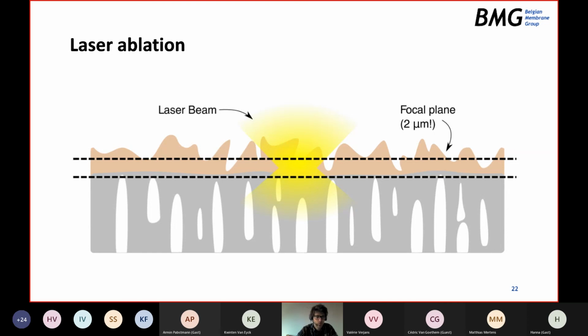But of course, 2 micrometers, it's a very small plane for a membrane. So the membranes, especially at larger scale, are more variable in thickness. So the RO samples that we've been working on so far are usually around 150 micrometers thick, but they're of course not perfectly flat. The laser ablation technique is mainly used in the semiconductor industry, where they work with extremely flat wafers. So for them, our samples are quite challenging.